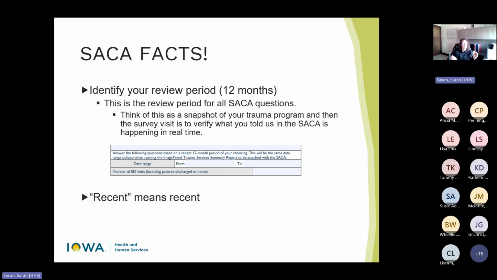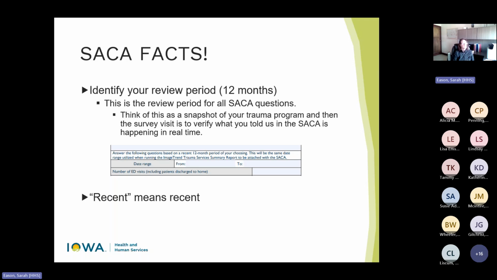program at your facility. So you'll see this little piece here I've taken right out of the SACA, and it says answer the following questions based on your 12-month period of your choosing. This will be the same date range utilized when running your ImageTrend trauma services summary report, and that's attached to your SACA and supporting documents.